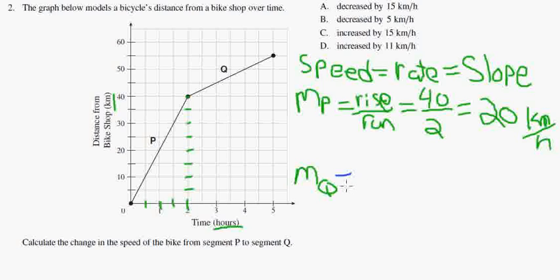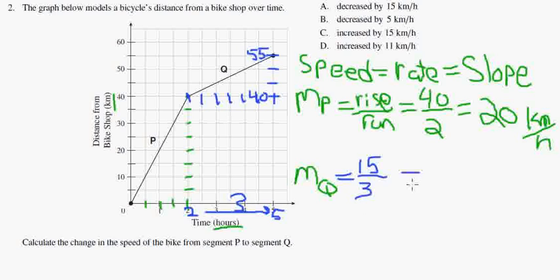Now, we can do the same thing for Q. For line Q, the rise only goes up from here, up to here. So it's going from 40 up to 55. So the total rise from 40 to 55 is only 15. The run goes from 2 all the way out to 5. So from 2 to 5, that's only a run of 3.